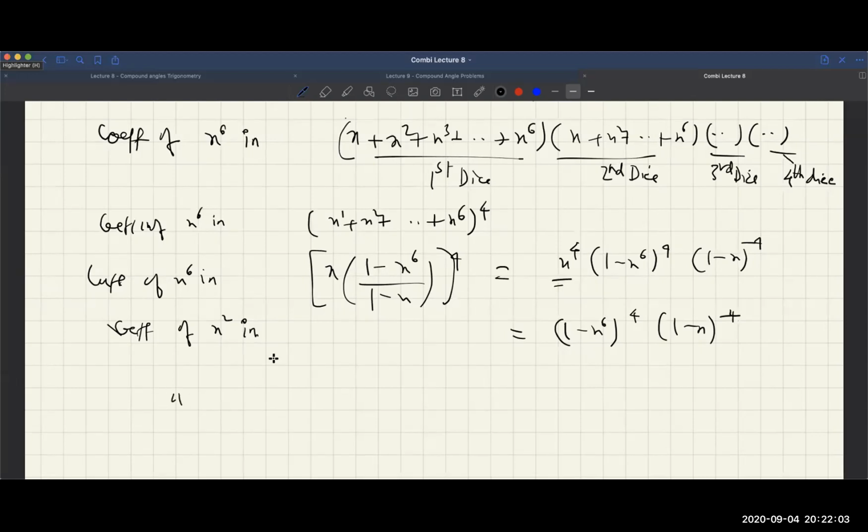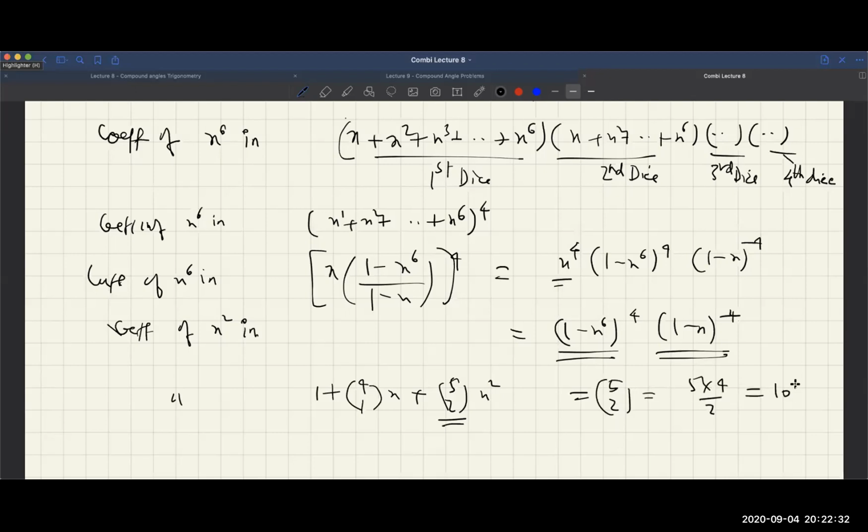Okay, so let's see what is the coefficient of x square in this expansion. The first term will not contribute any x square, so all will come from the second term. So the second term will be 4 choose 1 into 5 choose 2 x square, and 5 choose 2 should be the answer. So 5 choose 2 comes out to be 5 into 4 by 2, which is 10. Okay, that is what you said, na, the answer.